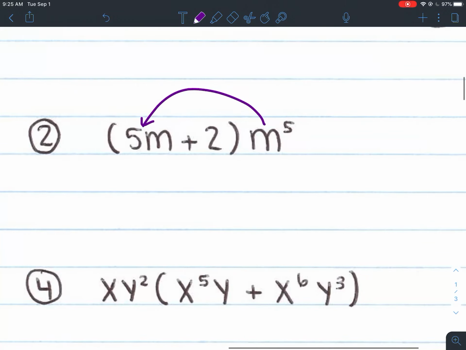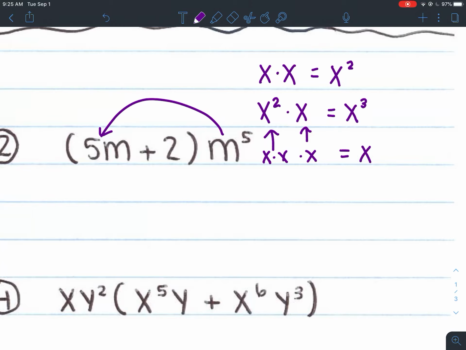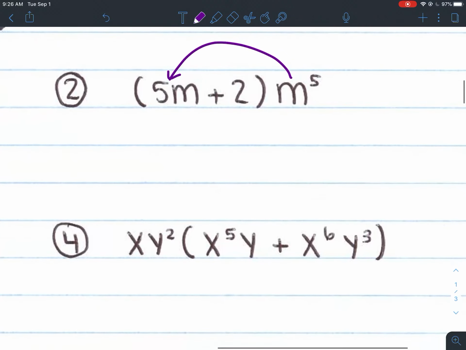Now remember yesterday we talked about how x times x is x squared. Okay, so basically you have 2 x's being multiplied together. Well, if I have x squared times x, that's going to give me x cubed, and here's why. This means x times x, and this means I have times x. So in total, I have 3 x's together, okay? So here, when we're multiplying this m to the 5 times this m, we're adding in another m. So this would be 5m to the 6th, because there's an extra m in there that you're multiplying in.